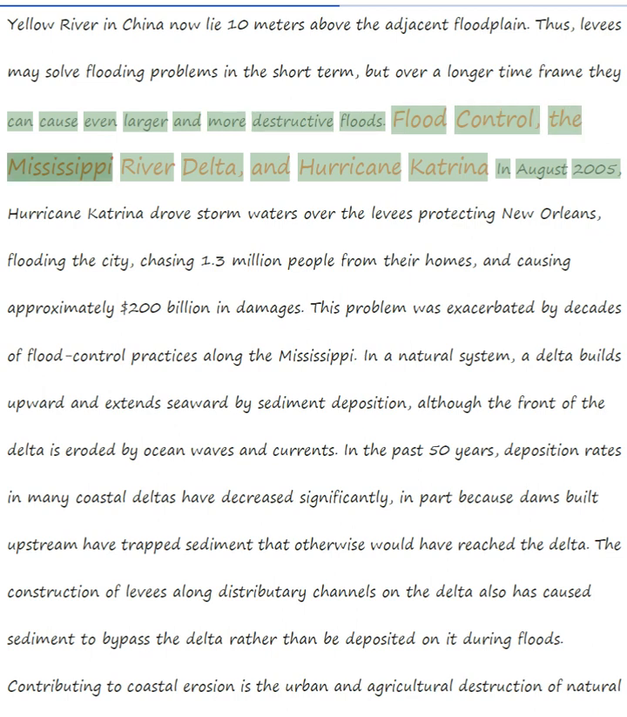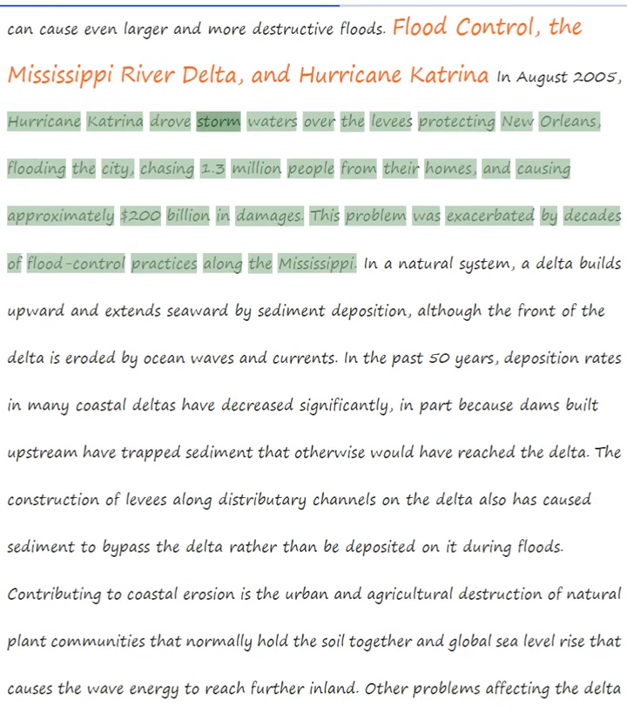Flood control, the Mississippi River Delta, and Hurricane Katrina in August 2005. Hurricane Katrina drove storm waters over the levees protecting New Orleans, flooding the city, chasing 1.3 million people from their homes, and causing approximately $200 billion in damages. This problem was exacerbated by decades of flood control practices along the Mississippi.